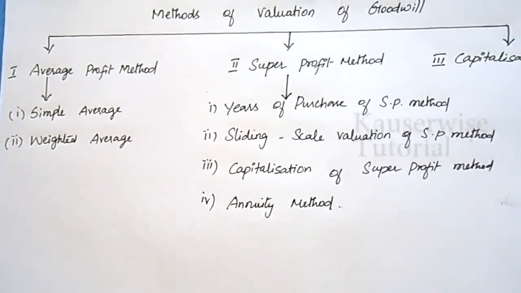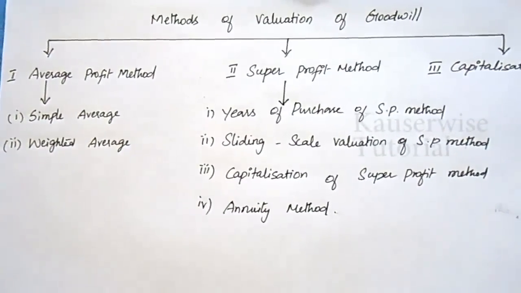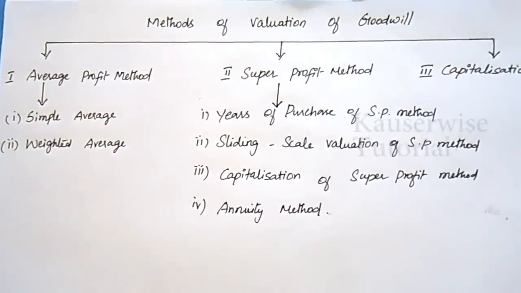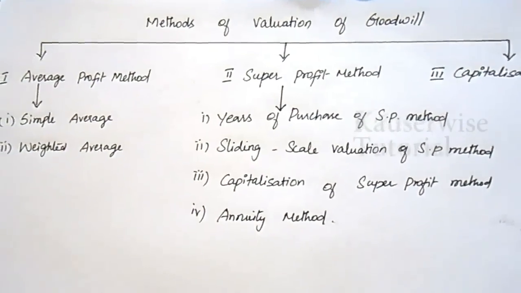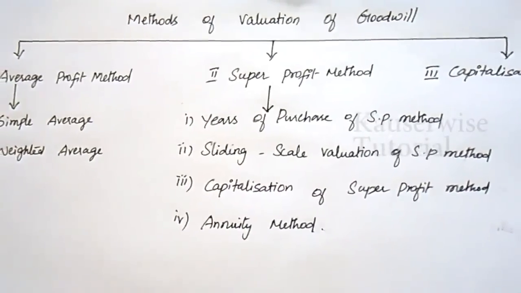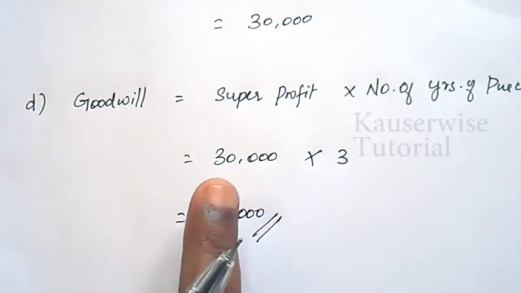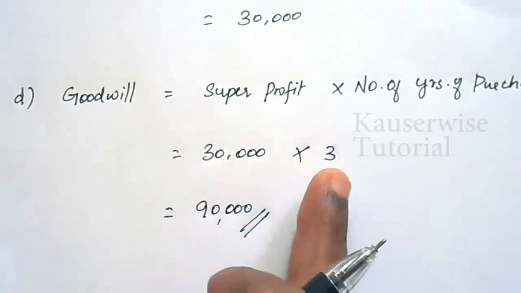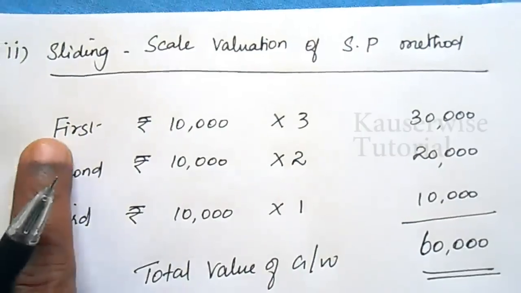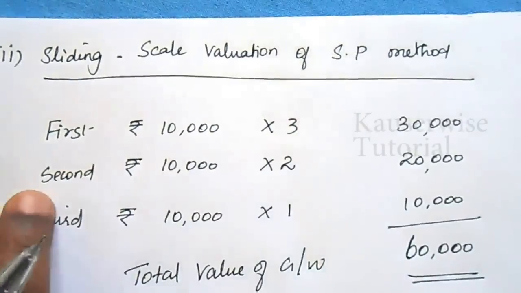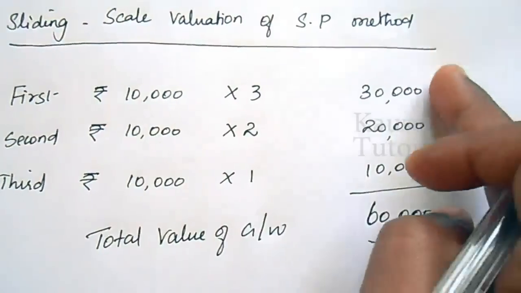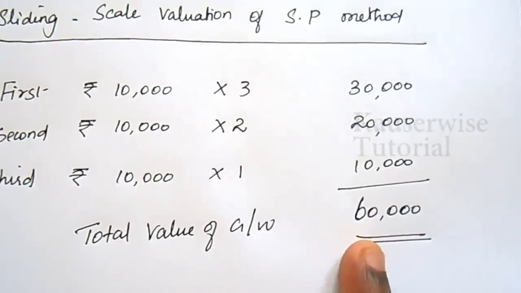Next method is sliding scale valuation of super profit method. This method of valuation of goodwill is a slight variation of the purchase of super profit method. Say, instead of multiplying the whole super profit by a certain number of years, a grading scale is adopted. For example, instead of multiplying the total super profit into total number of years of purchase, we can divide it this way. First 10,000 into 3 years, second 10,000 into 2 years, third 10,000 into 1 year. Then we will be getting 60,000 as total goodwill.